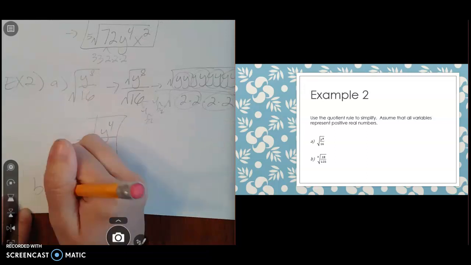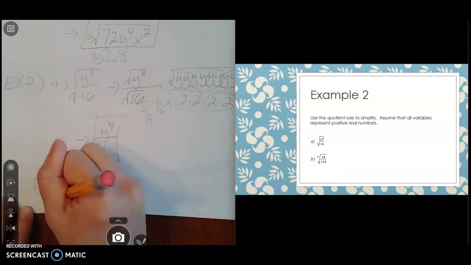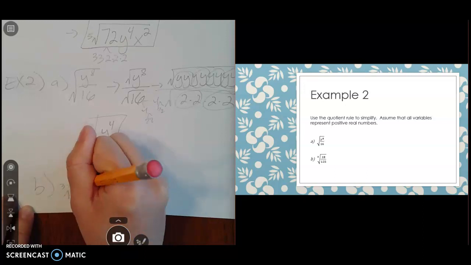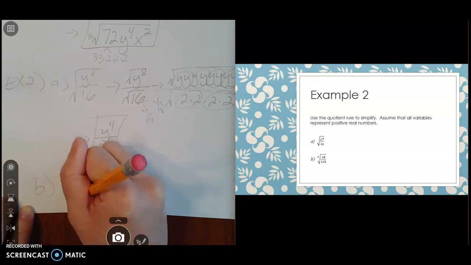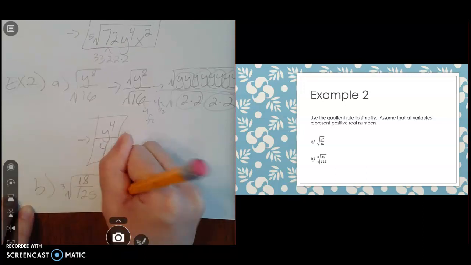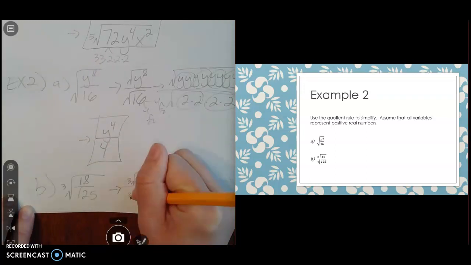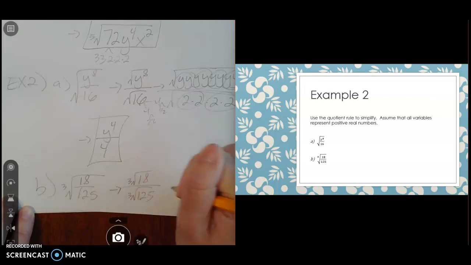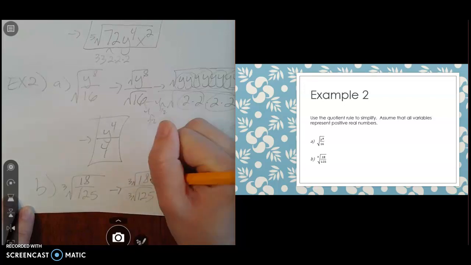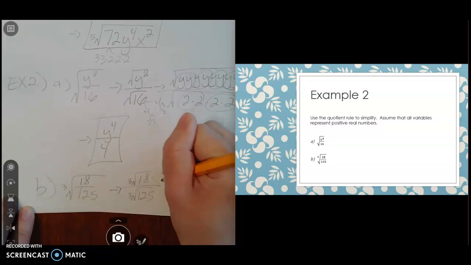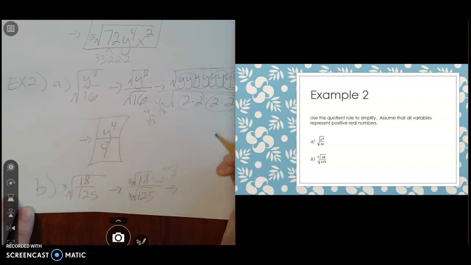In part B, I've got the cube root of 18 over 125. So I'm going to separate those. That'll be the cube root of 18 over the cube root of 125. All right, the cube root of 18, there's not a lot I can do here. That's 9 times 2, and 9 is 3 times 3. I don't have any groups of 3 that I can do anything with. So it just is what it is. It's going to be the cube root of 18.